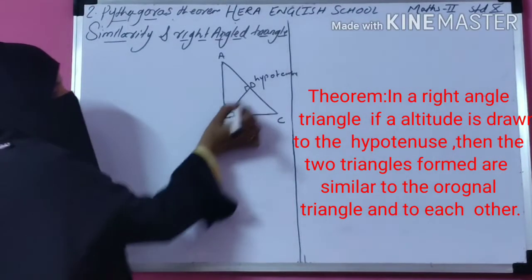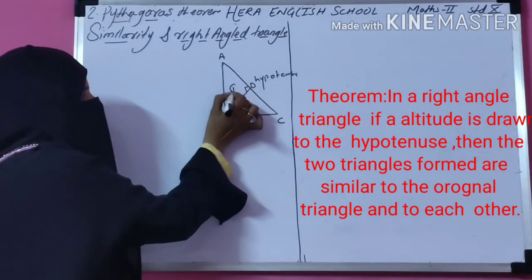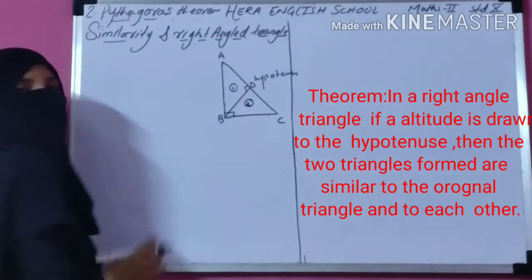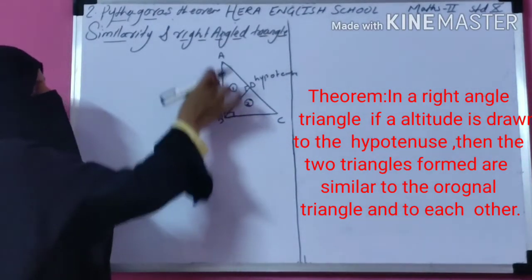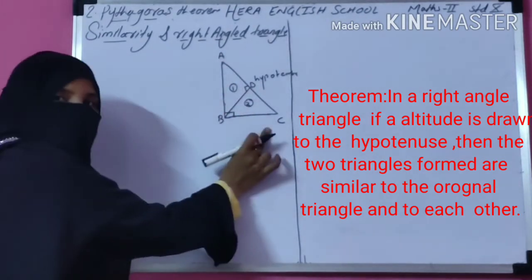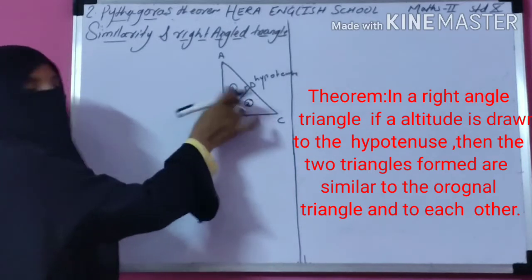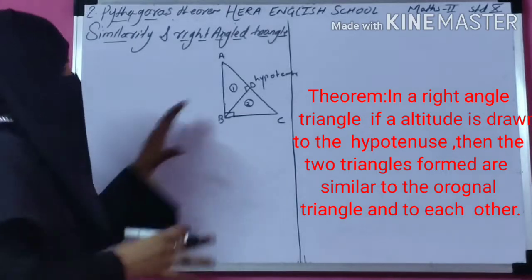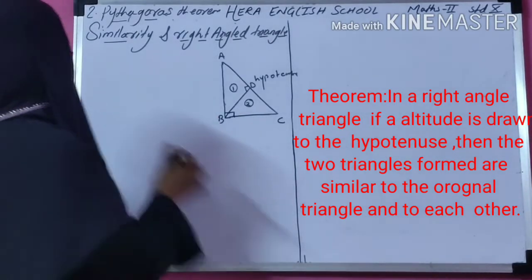Now due to this altitude, two triangles are formed. See here, one triangle and this is the second triangle. These two triangles are similar to the original triangle. Your original triangle is ABC, and they are similar to each other. Now as per this statement, we have drawn the figure. Now write the given.